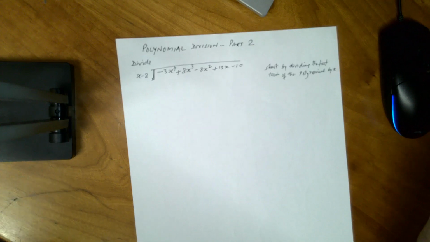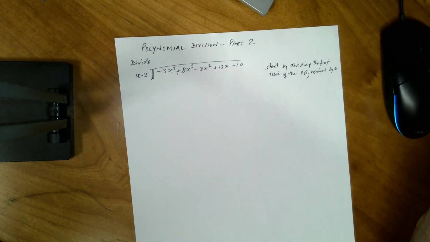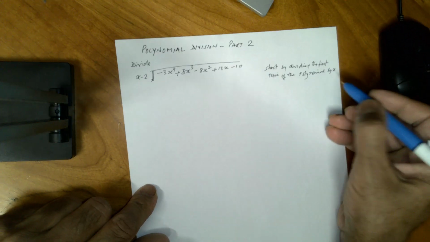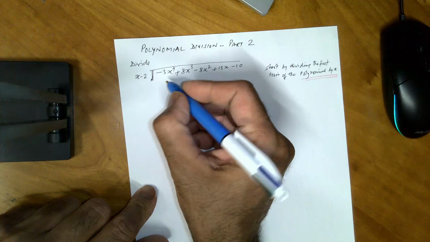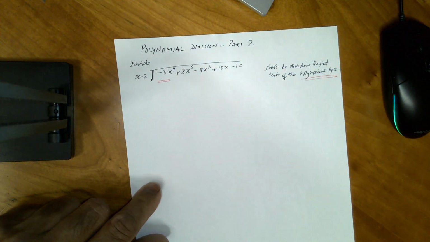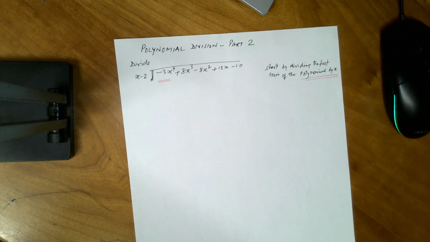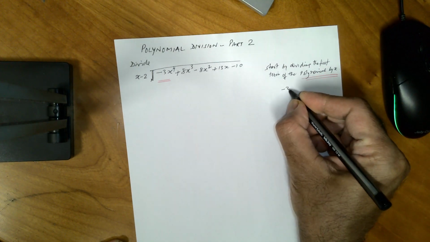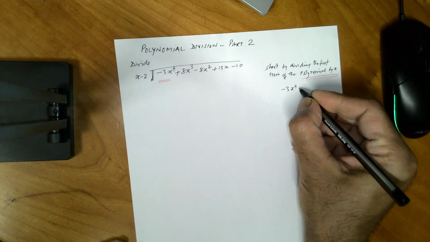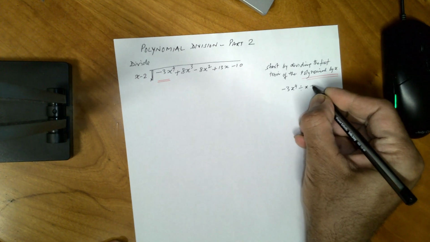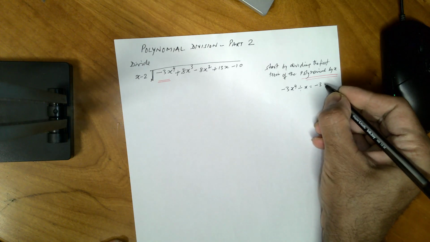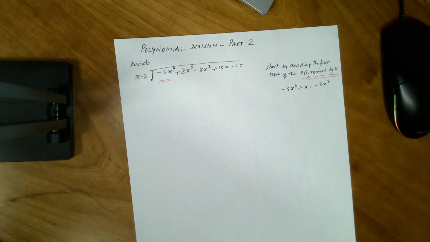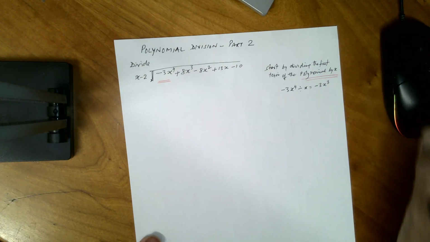So the first step is to start by dividing the first term of the polynomial by x. So we have here minus 3x to the power 4. You divide that by x, and so you get minus 3x to the power 3, or x cubed. So these are the steps we will follow.